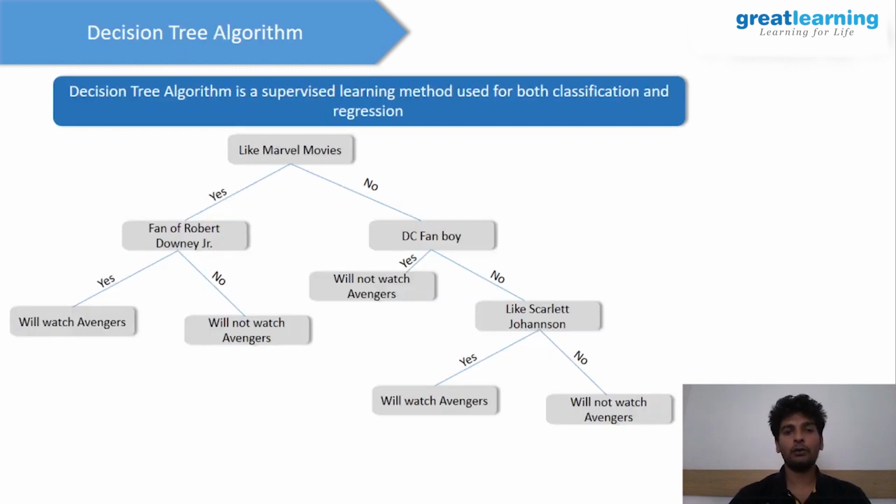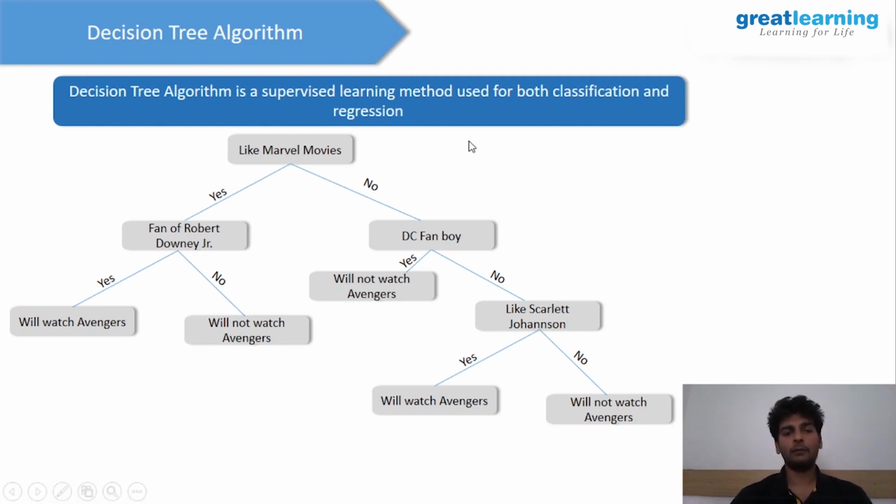Now, we'll head on to the most important part of the session, which is the decision tree algorithm. The decision tree algorithm is a supervised learning method which is used for both classification as well as regression purposes, right? So you can both classify the data, and also use it to find out the relationship between y and x. So let's understand the decision tree algorithm with this image over here.